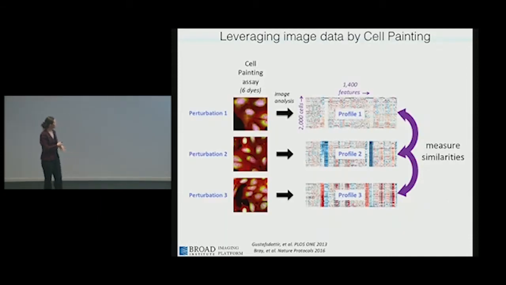And what we do, if we want to test a set of perturbations, there might be tens of thousands of them, is we treat the cells with that perturbation. We fix and stain the cells with the cell painting assay and extract as many features as possible. So instead of extracting the one thing that the biologist tells us that they want to look for, we measure everything we possibly can. And it's usually more than 1,000 features, and we usually have a few thousand cells for each sample. And once we've done that, we can measure similarities.